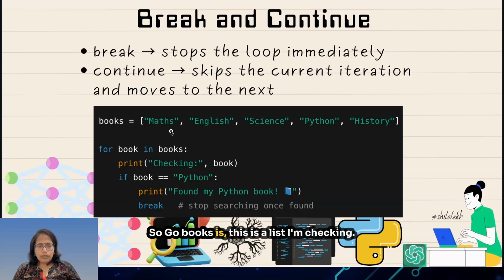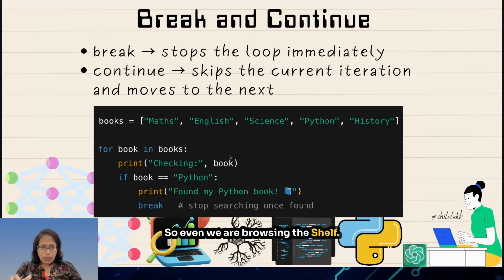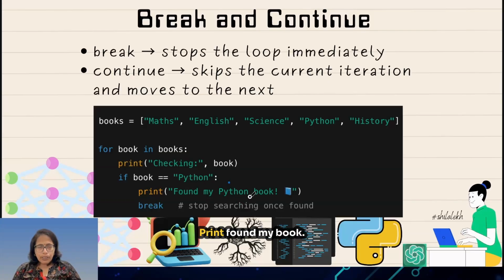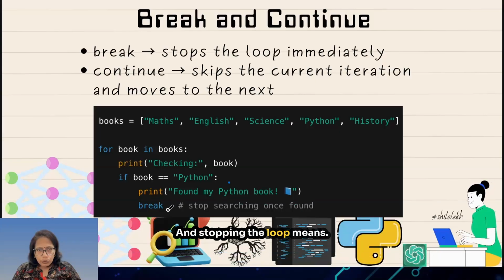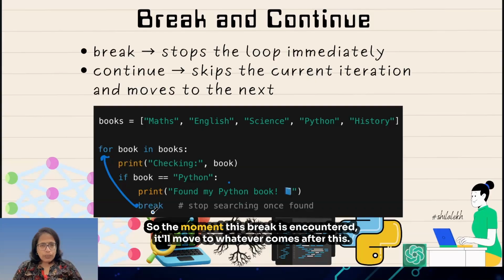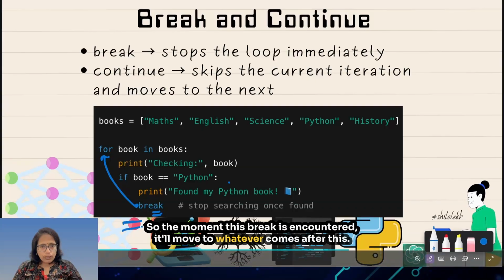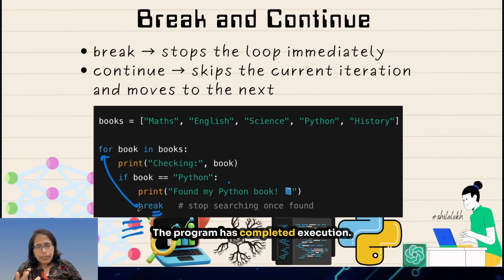So this is the example I have taken here. Books is a list, and we are checking which book it is. You are browsing the shelf. So if book is equal to 5, print found my book, break. That means it will stop the loop, and this break is for this loop. The moment this break is encountered, it will move to whatever comes after the loop. If there's nothing, then no line would be executed and the program has completed execution.